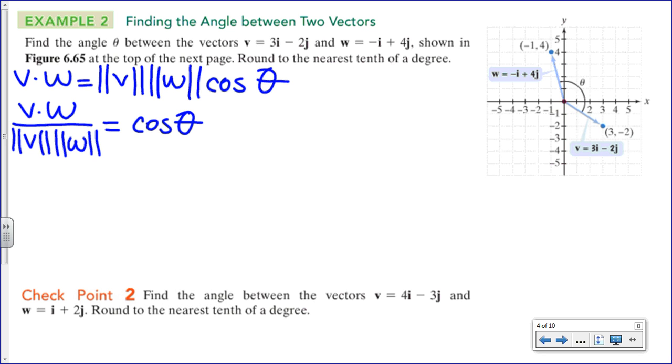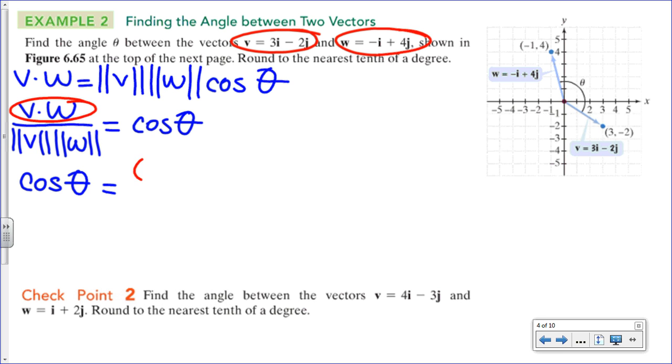Okay, so now let's see what we do know. We know that the cosine of theta, the dot product between v and w, remember that one was given by multiplying the horizontal components. So that will be this part right here. It will be 3 times -1, and then plus the product of the vertical components, or the j component. So that will be -2 from here times +4.